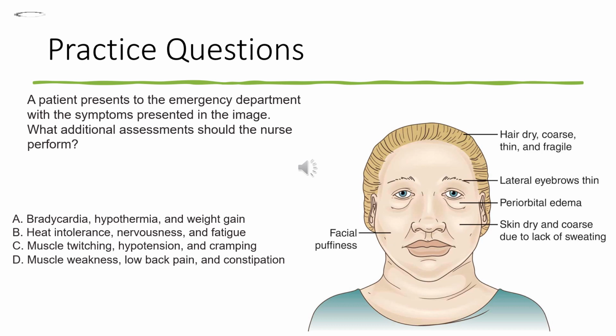A patient presents to the emergency department with the symptoms presented in the image. What additional assessments should the nurse perform? So looking at the patient and their symptoms, we are suspecting that this person has hypothyroidism. So the correct answer would be A. You would look at their vital signs to see if they have bradycardia, hypothermia, we want to see temperature, and if they've had a history of recent weight gain. And those would definitely support a diagnosis of hypothyroidism.